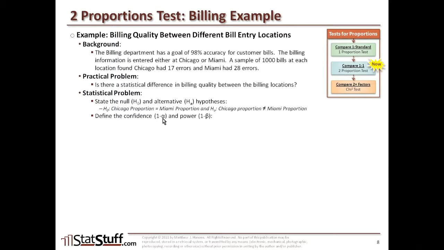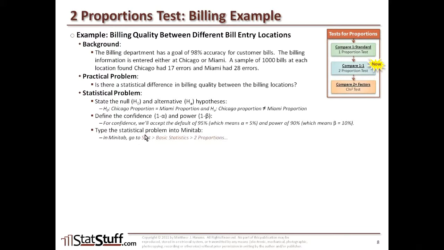For the confidence level and power levels, we're going to accept the same 95% confidence and 90% power. And then for this statistical problem that we're going to type in Minitab, we're going to go again to the Stat menu, select Basic Statistics, and select the Two Proportions option. Under the Summarized data option, under the events column we're going to enter 17 and 28 respectively, and then for the trials column we're going to type in 1,000 because there are 1,000 samples taken at each location, or 1,000 trials that were run at each location.